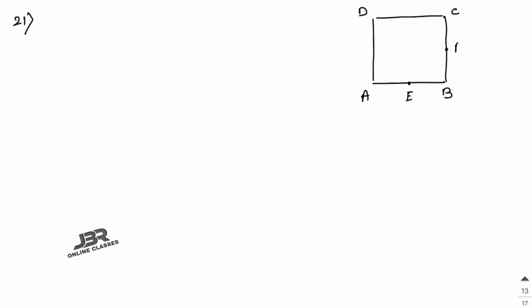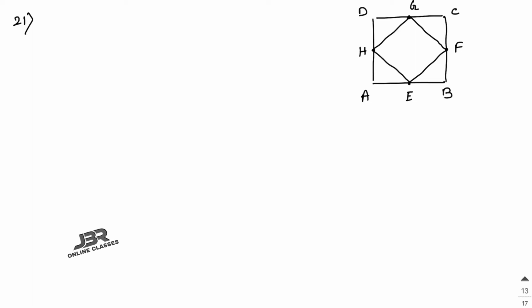Now next one, here sum number 21. In sum number 21, ABCD is a square. Okay, again ABCD is a square. E, F, G and H are points on the sides AB, BC, CD, DA respectively. So now join it. Okay, clear. Now prove that EFGH is a square.